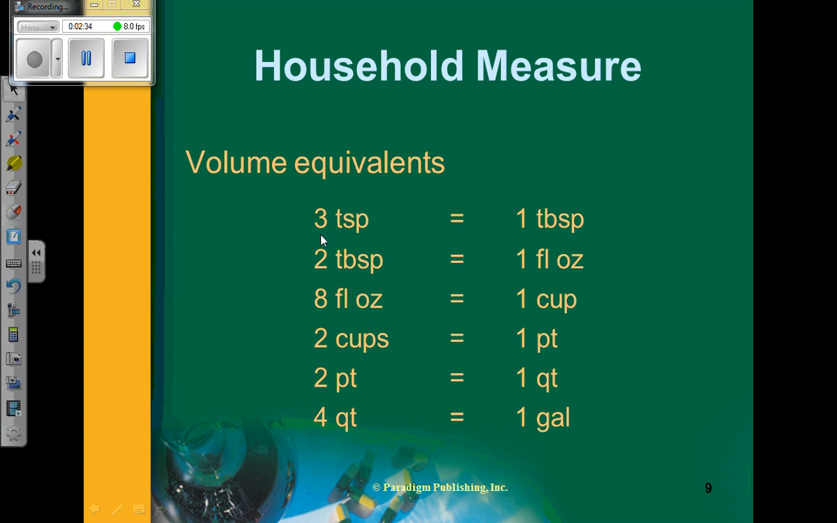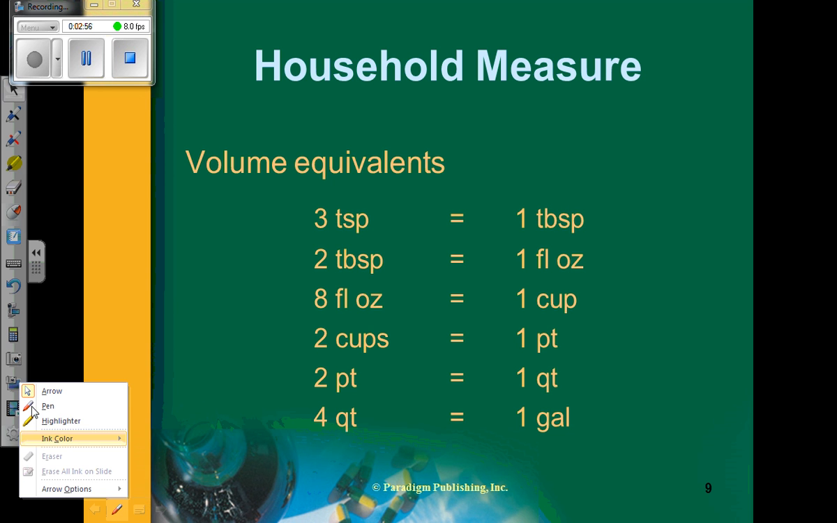Okay, so 3 teaspoons is equal to 1 tablespoon. 2 tablespoons is going to be equal to 1 fluid ounce. 8 fluid ounces is equal to 1 cup. 2 cups is equal to 1 pint, and 2 pints is going to be equal to 1 quart, and 4 quarts is going to be equal to 1 gallon.